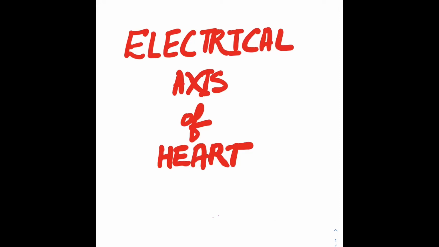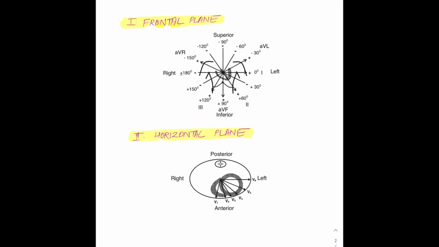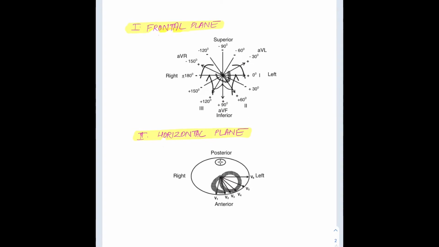So today we will be discussing how to determine the electrical axis of the heart. In order to determine the electrical axis of the heart, it's very important to know the location of different leads along with their polarity. And if you know that, it's going to make the rest of the story really easy.